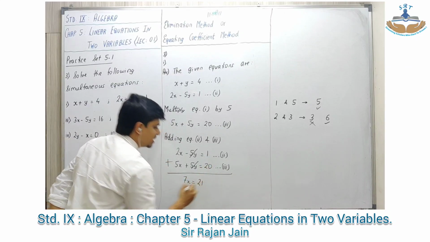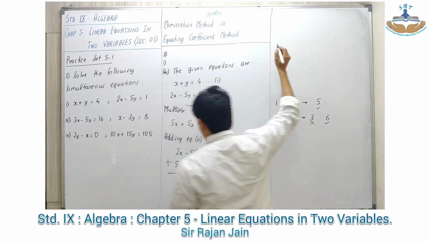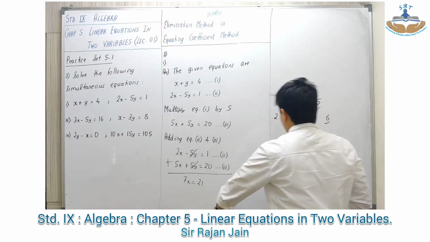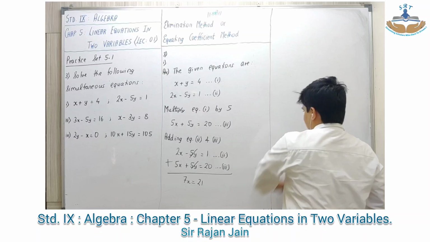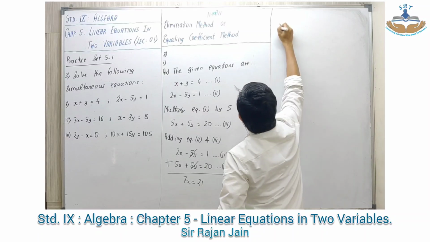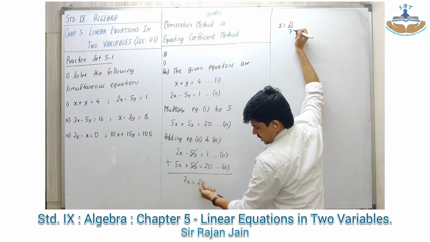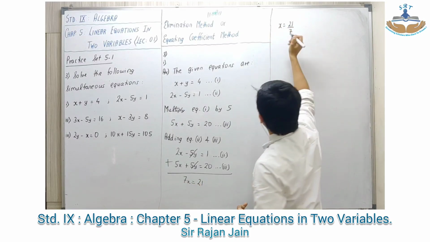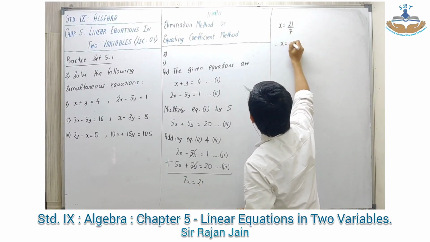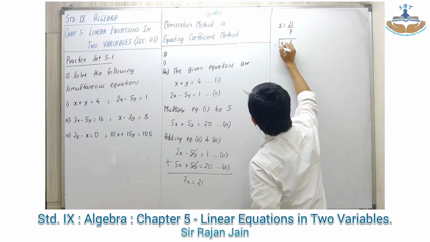1 plus 20 will give you 21. Now 7x is equal to 21. You can get the value of x using this. I will say x is equal to 21 upon 7. If 7 gets transferred on the other side, it will become division. So x का value क्या आया? X का value you got it as 3.